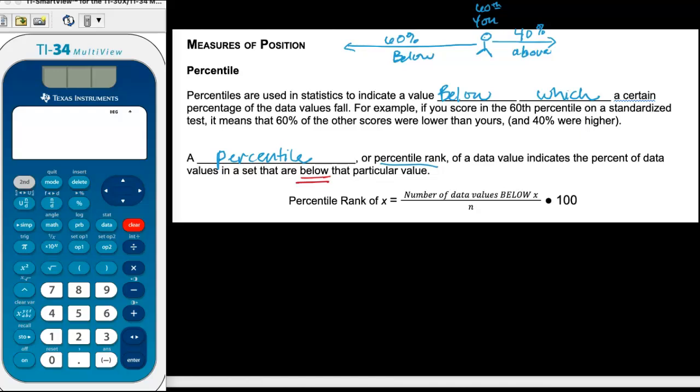And so to compute the percentile rank, all you have to do is find the number of data values below, divide by the total. So n equals the total number of data values in the set, and convert that to a percentage by multiplying by 100. And then I also want to add here, you're going to round this answer, if you get a decimal, to the nearest whole number.